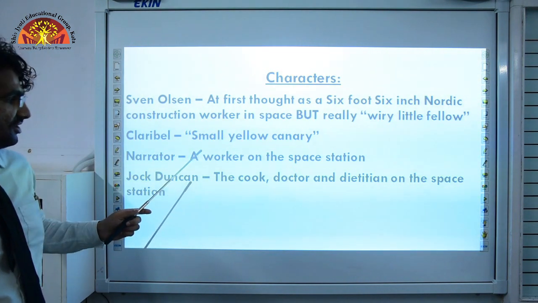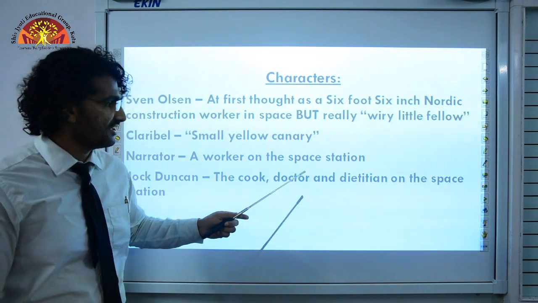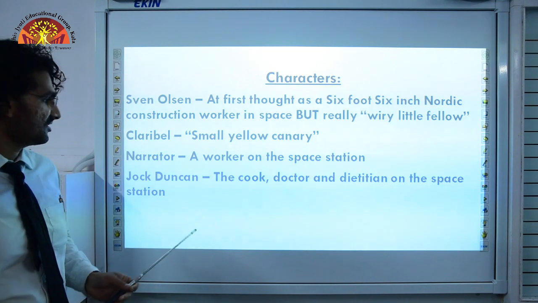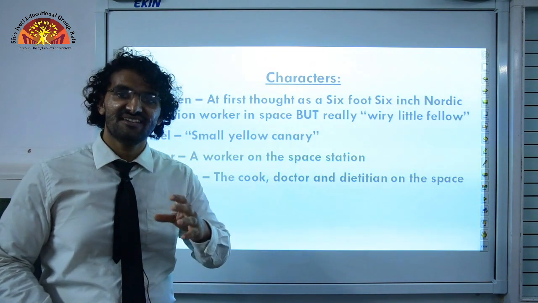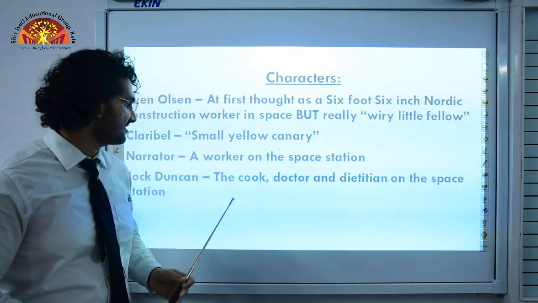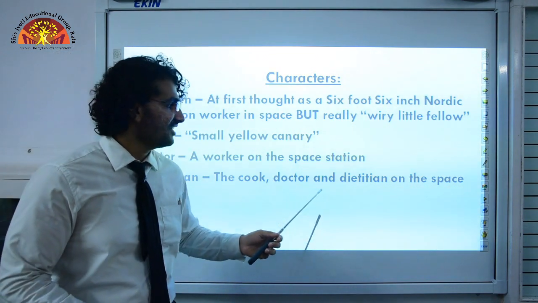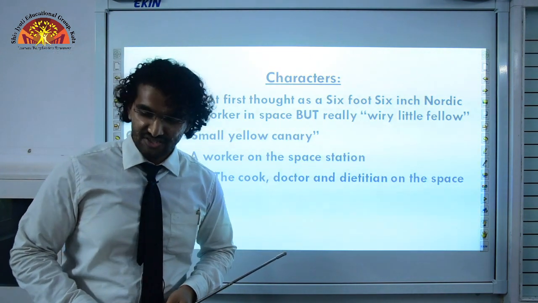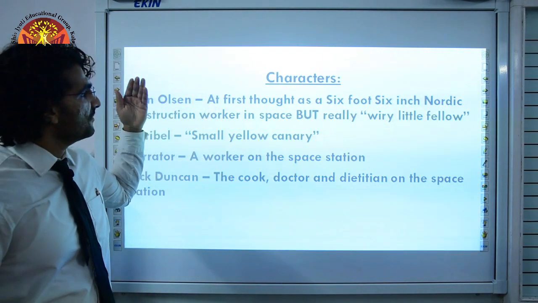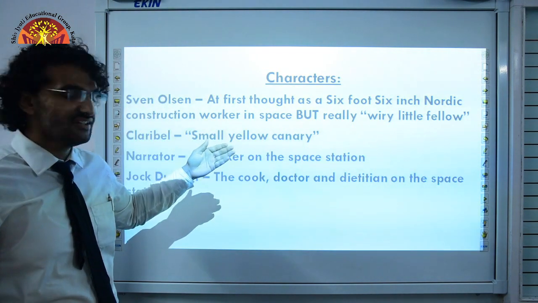Jock Duncan, he is the cook, doctor and dietitian on the space station. So he is quite talented and very skillful. Not only is he a cook, but also a doctor and a dietitian. So these four are going to be the major characters in the story.